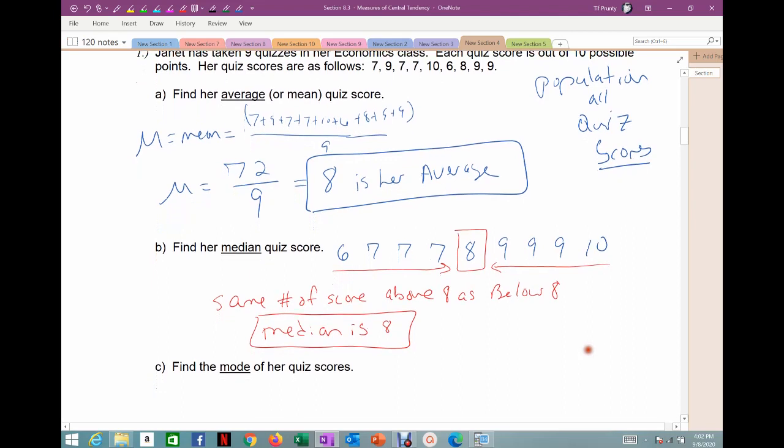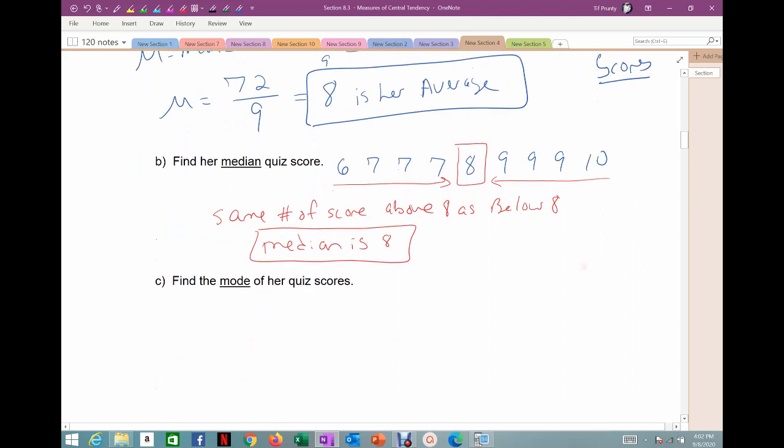The last thing is the mode, and actually the mode is easier to find after you've done the median because you've lined things up in order. In this case, I've got 2 modes. Her most popular quiz scores were 7 and 9. She scored 3 quizzes at 7 and 3 quizzes at 9, and those were the most, and they're equal. So this is an example of 2 modes. She had a mode of 7 and a mode of 9.